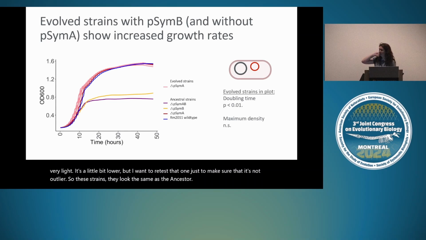After evolution, when we looked at the strains that had PSEM-B but no PSEM-A, those are the light pink, hopefully you can kind of see them at the side, all of the strains were significantly different in terms of doubling time, so they increased in terms of growth rate. They did not change in terms of the maximum density that the bacteria were reaching. So we do see some improvement in growth rate.